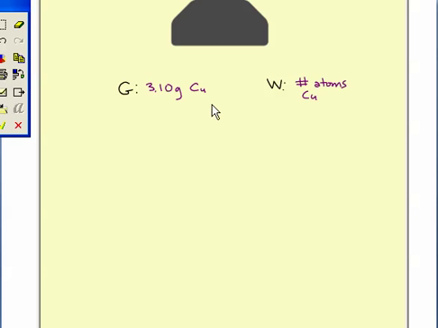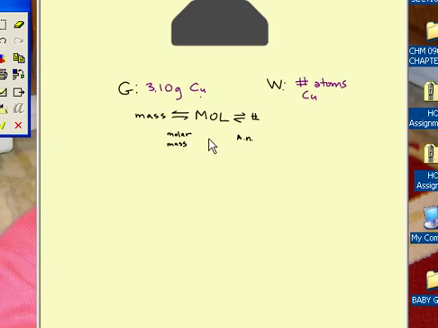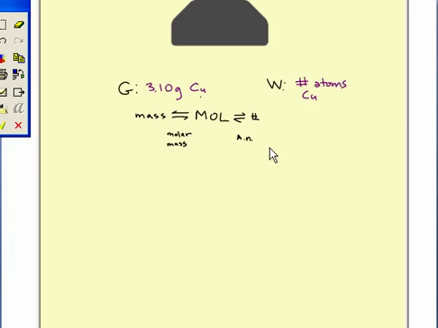And so then we've got to figure out the conversion factors that take us from mass of copper to number of atoms of copper. So let's remember the two possible conversion factors with moles. We can go back and forth between mass and mole using molar mass, and then we can go back and forth between mole and number using Avogadro's number. So let's go ahead and write out our conversion factors.